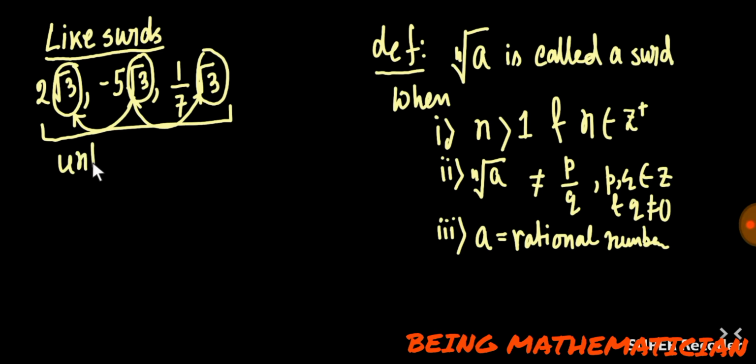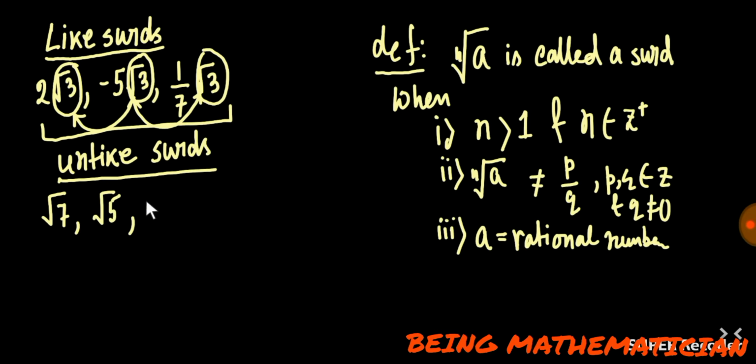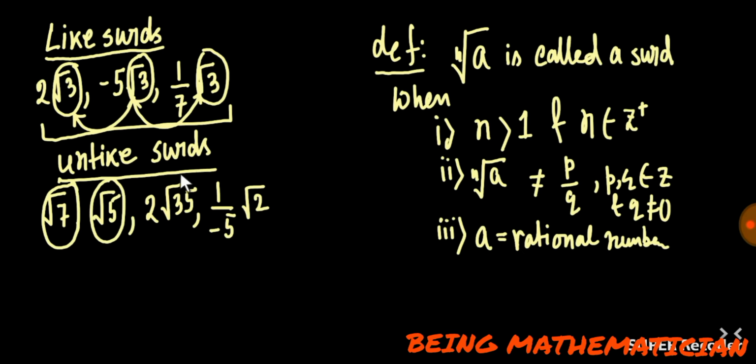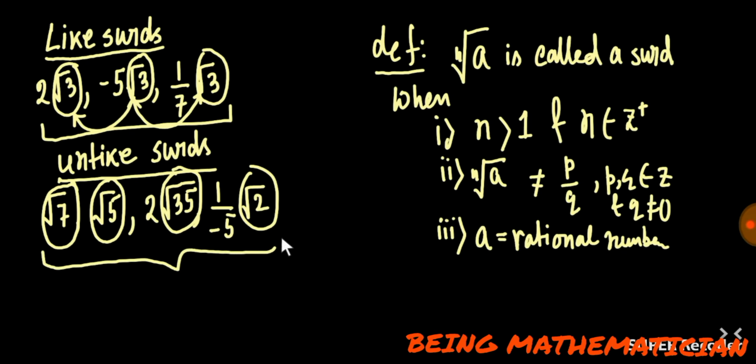And what is unlike surds? Let's see the example. Root 7, root 5, 2 root 35, 1 by minus 5 into root 2. Here, the irrational part of a surd is different from the other. So, this type of surds is called unlike surds.